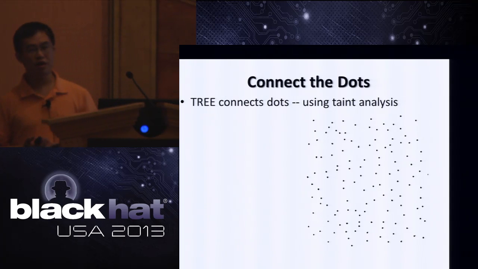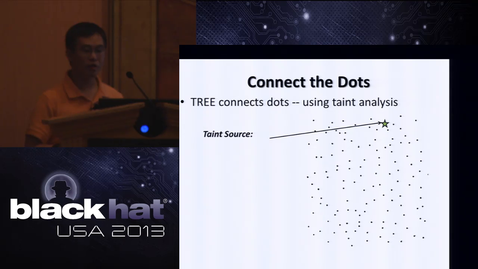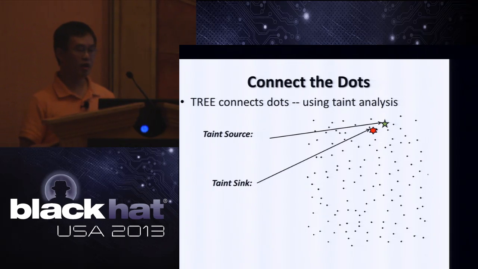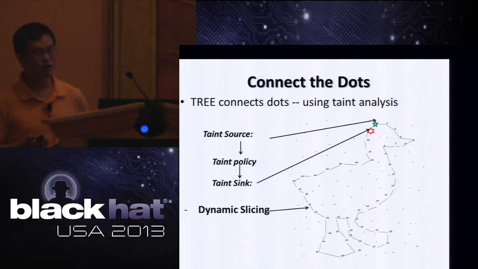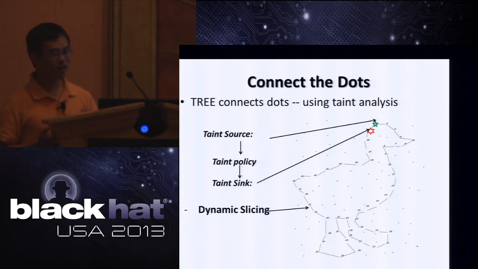So if we use the connecting the dots game to make it easier to see, the starting point is the source, the taint source. And the ending point is the taint sink. You start connecting the dots, following certain rules. The rule is your policy, your taint policy. And when you finish the connection and it finally makes sense, in this case it's a duck, then that's your slicing.